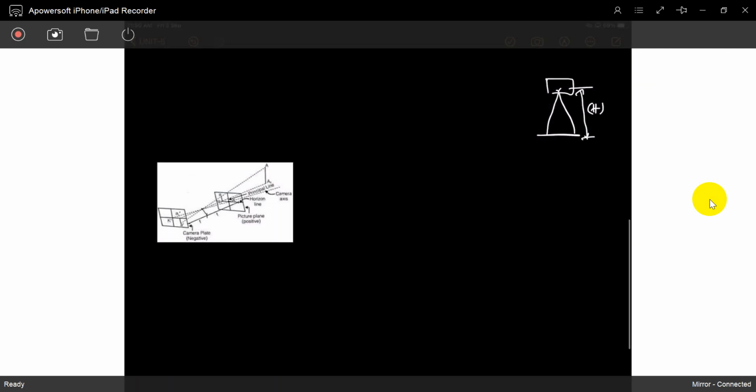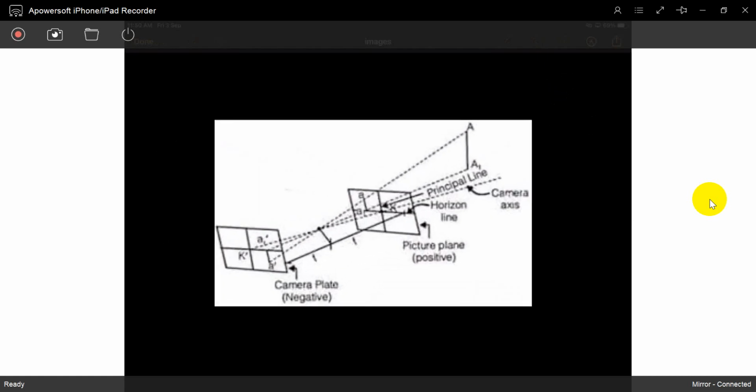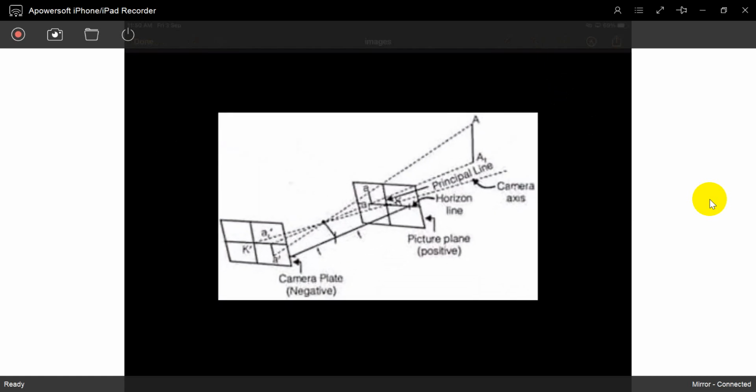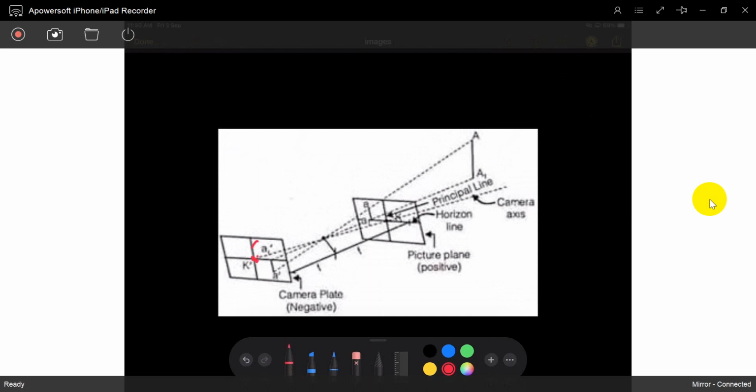You can see the photo. This is exactly a photo negative. This is the focal point. This is the negative plane, and this is the positive plane. We discussed it so many times. These are the details on the ground.